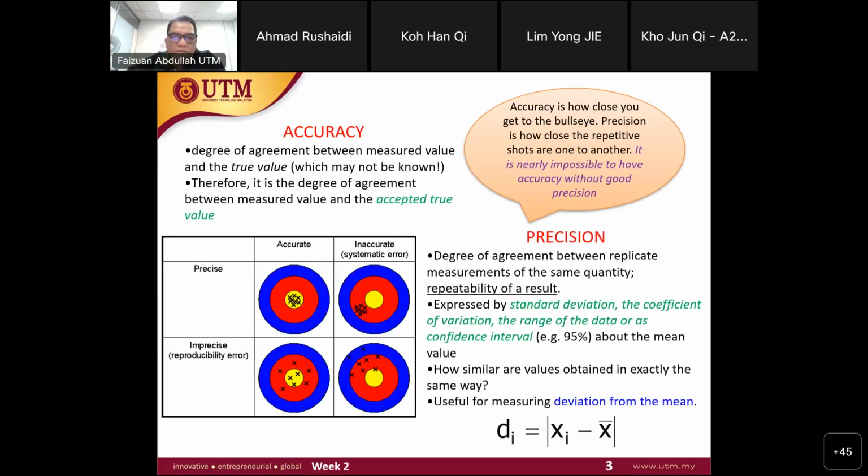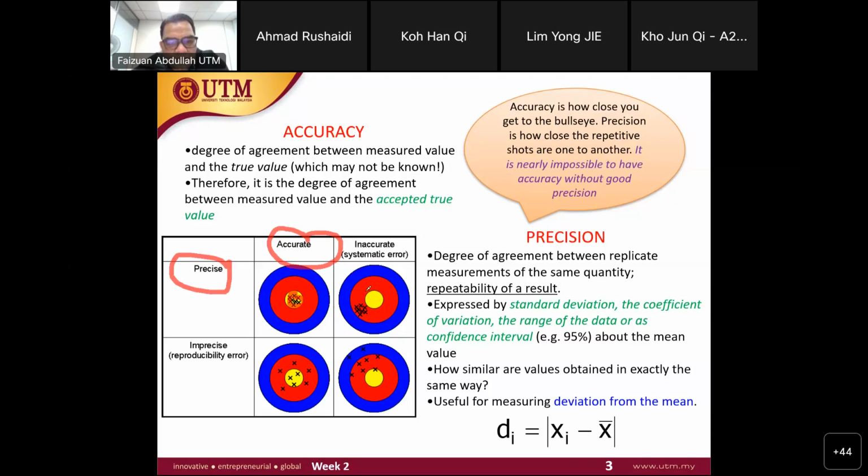Let me annotate. Okay, this is how to differentiate between accurate and precise. Look at the first one. Let's say the true value is the yellow circle. So it is very accurate, because it is close to the true value, and also precise. Most of the results that have been analyzed are close to each other, so it is precise.